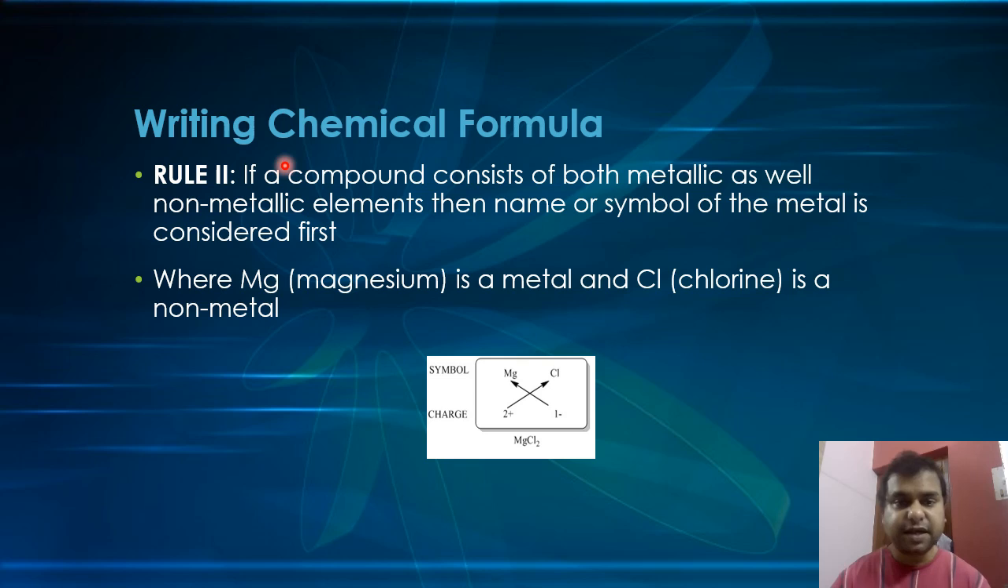Next, you have the second rule. It says if a compound consists of both metallic as well as non-metallic elements, then the name or symbol of the metal is considered first. So we talk about magnesium chloride. Magnesium is a metal, whereas chlorine is a non-metal. So you see, metal always comes first, non-metal will come next.